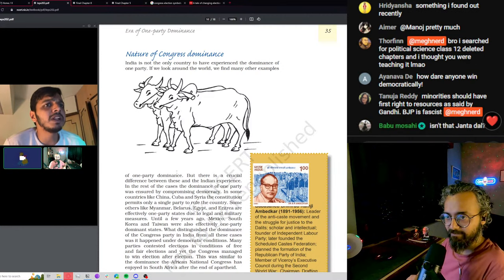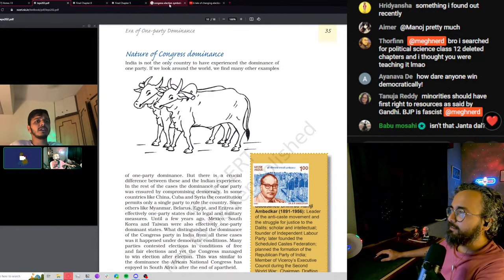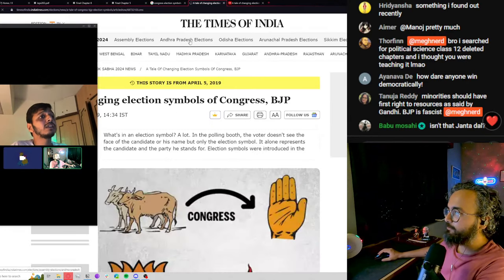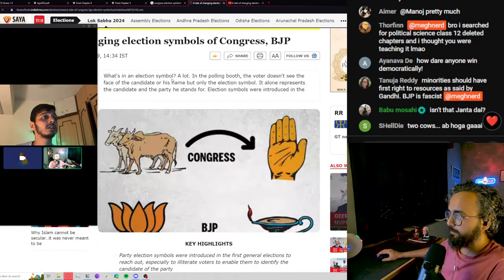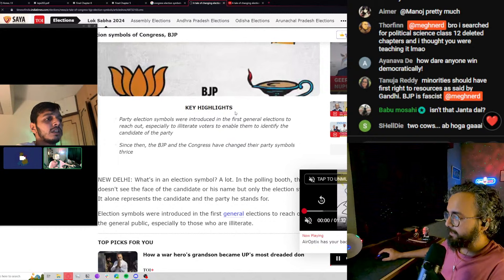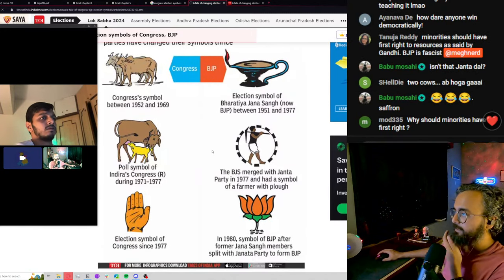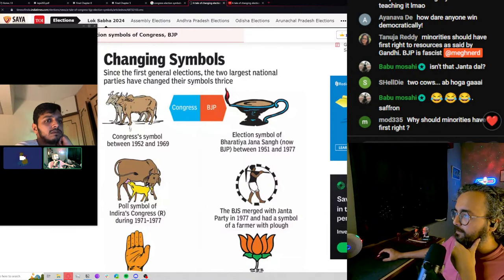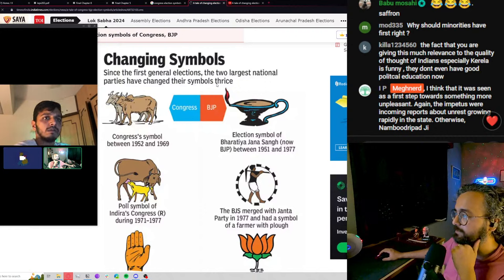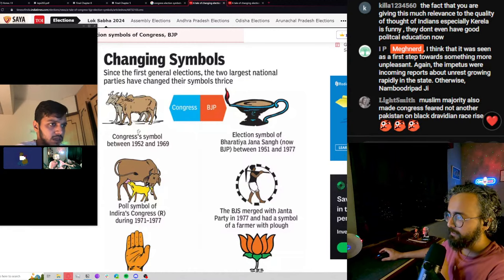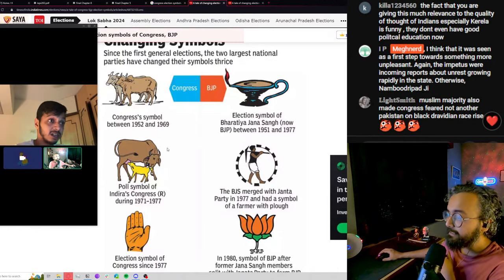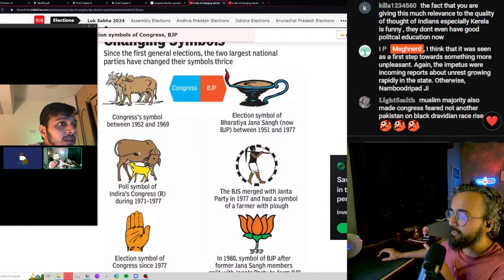I don't know. Wait, so how many symbols has Congress had? Two cows is an interesting symbol. Wait, tale of changing election symbols is what I'm looking at. Key highlights: party election symbols were introduced in the first general elections. Since the first general elections, the two largest national parties have changed their symbols thrice. First, it was two cows, which we are seeing on that page also, the Congress symbol between 1952 and 1969. Then from 1971, it was a cow and a calf.